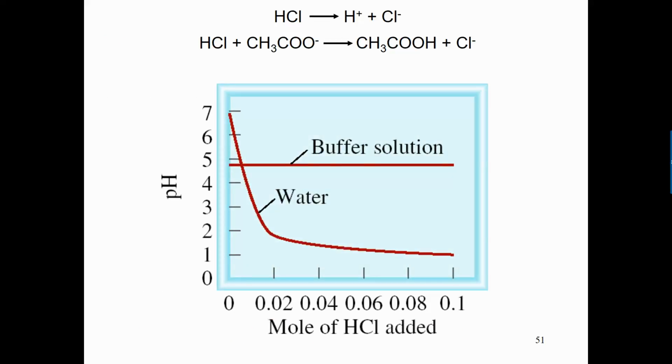So this is just showing HCl added. I'm adding hydrochloric acid to this buffer. It's an acetic acid buffer. So HCl is going to react with the acetate, and as it does that, it's going to create more acetic acid. So the acid concentration is going to go up, the base concentration is going to go down. And you can see here that the pH is being maintained, whereas if I was just in straight water, the pH would drop very quickly. It would not be maintained, because there's nothing to buffer it.